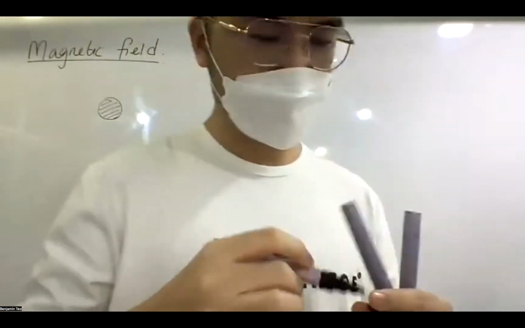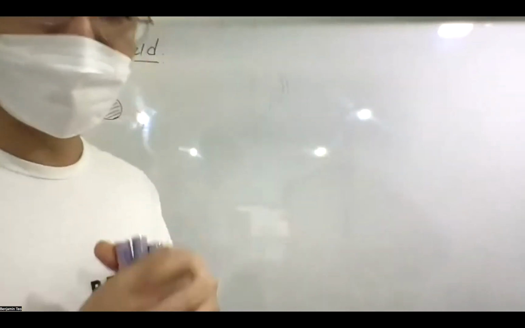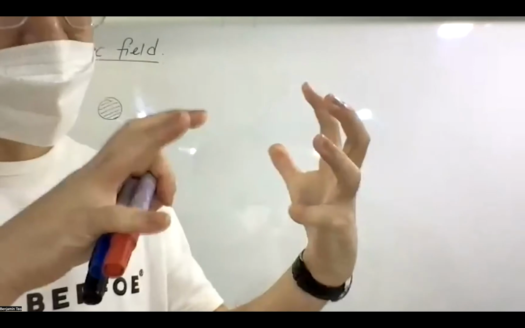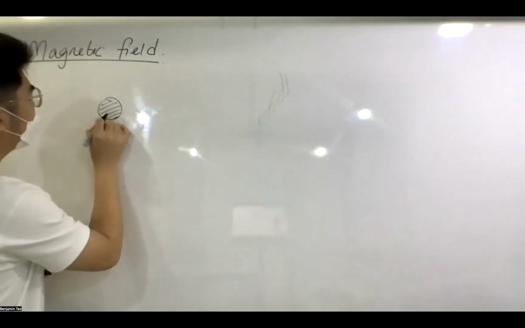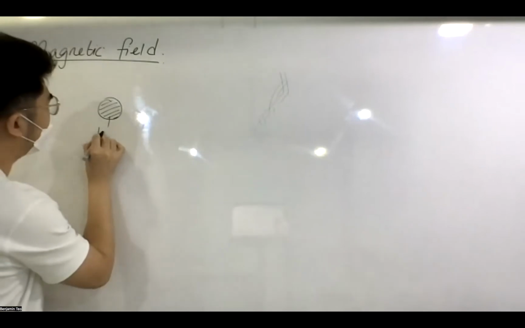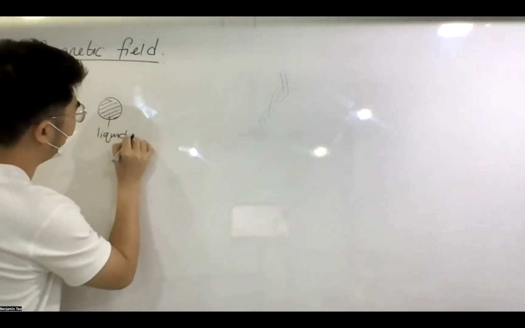Okay, it's iron. The Earth core has two layers. The inner core is a solid, and the outer core is molten metal, we say, or you can think of it as liquid metal. Mostly iron. Okay, it's all iron. I will say here, liquid iron.